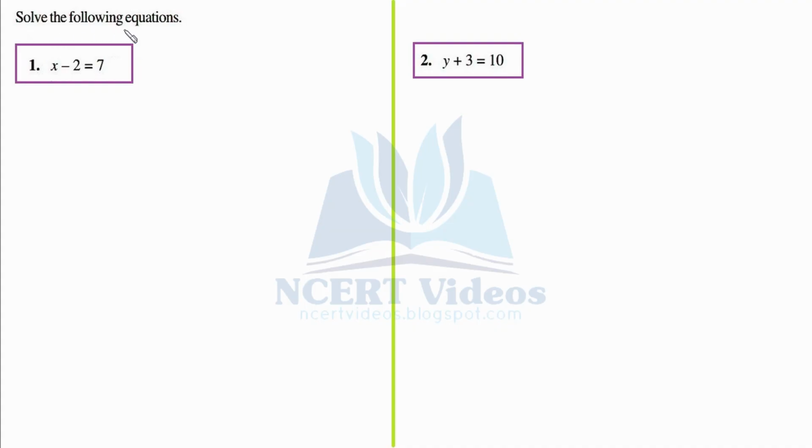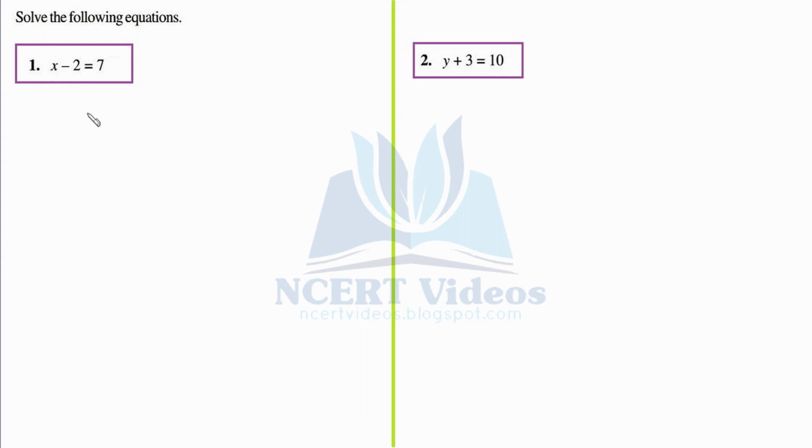Solve the following equations. The first one is x minus 2 equals 7. So our aim should be to leave this variable on the left hand side and transpose all other constants towards the right hand side, so that we would be left with only one variable alone on the left hand side, and whatever it equates to would be the solution of our equation.